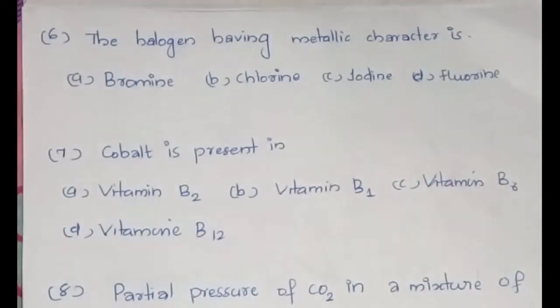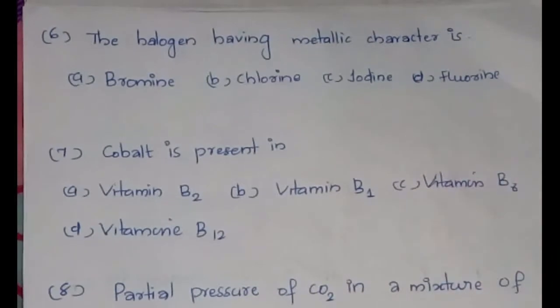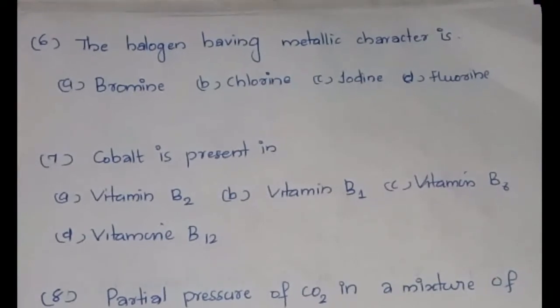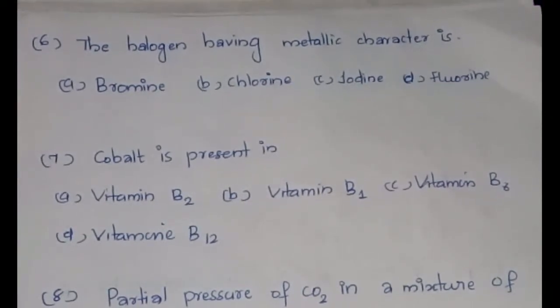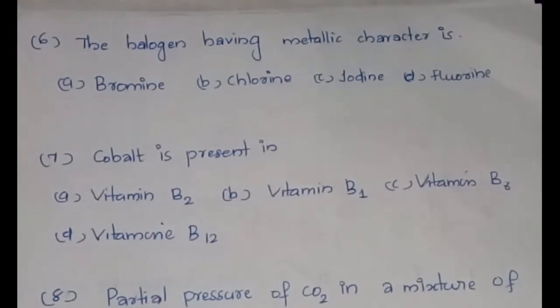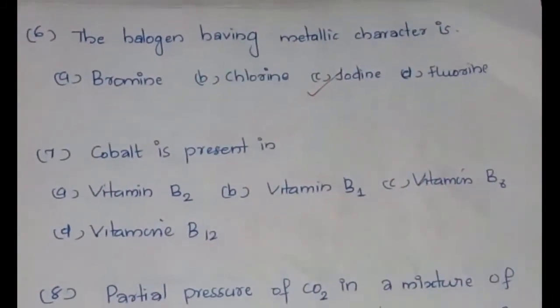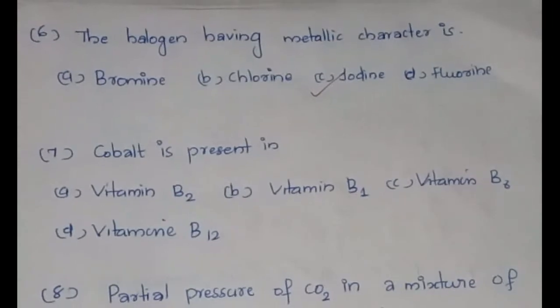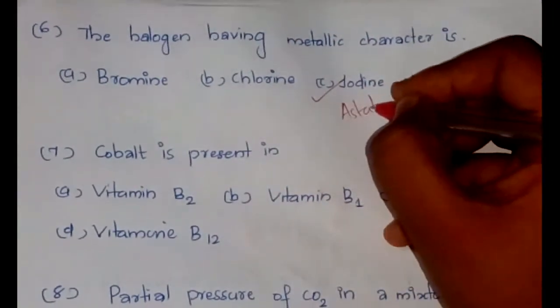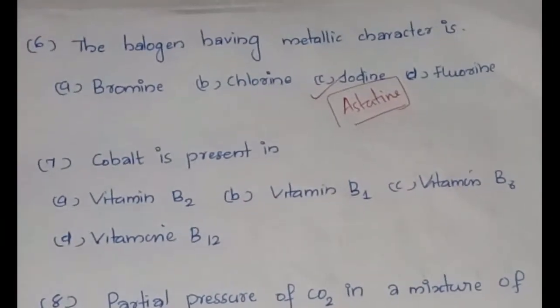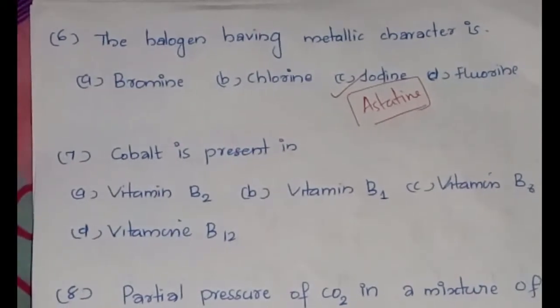The halogen having metallic character is... The problem with these kinds of questions is that most of the time you will not have any reasoning why this happens, or why we have metallic character for this particular element. In those cases, remember these questions and their answers. You cannot remember it by some connections or logic, but simply remember the answer as such. So here our answer is iodine, and you should remember that out of the halogens, iodine and astatine will have slightly metallic character. According to your option, please write down the answer very carefully.